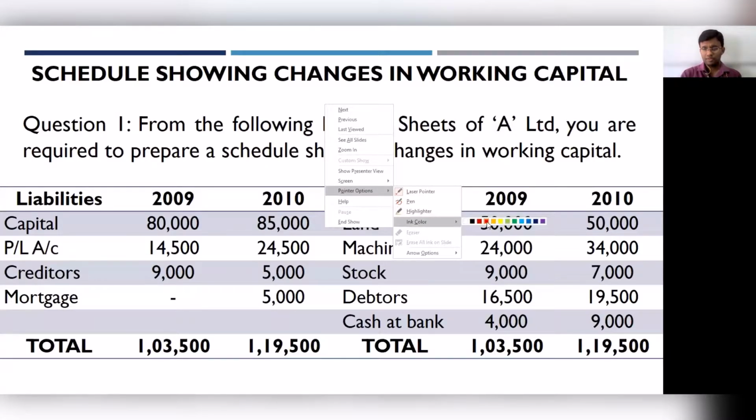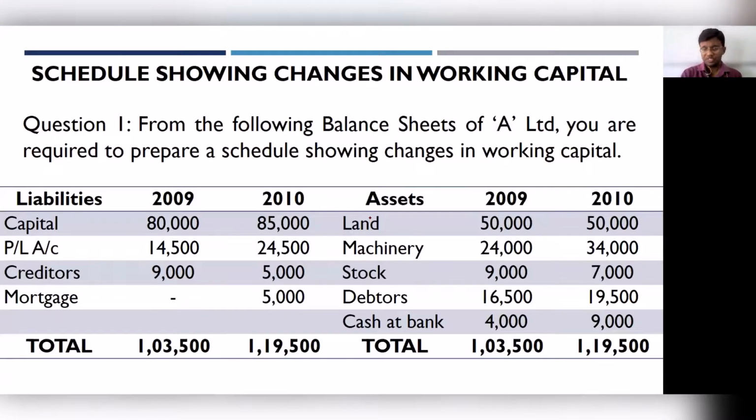So here, when we look, we see that we have land, machinery. These two are fixed assets. We have stock. So stock is something we will have to consider. Then we have debtors. Debtors is also a current asset. And then we have cash. Cash also we will have to consider. So we have three current assets over here.